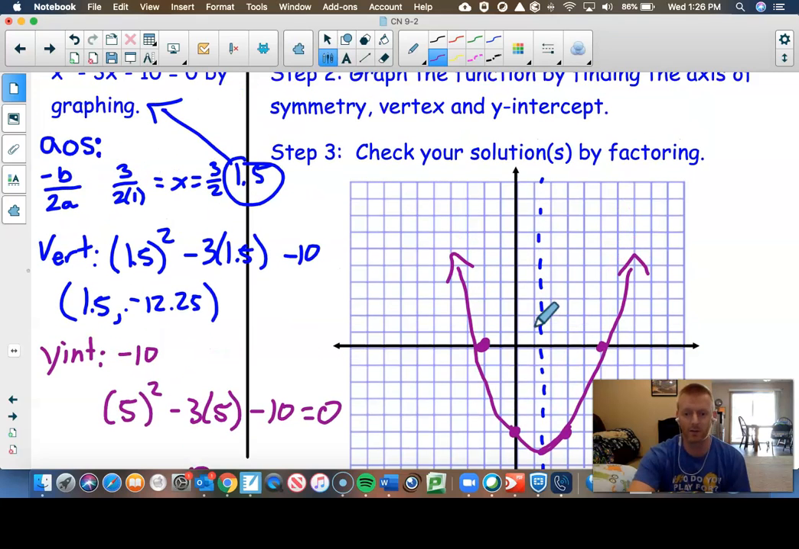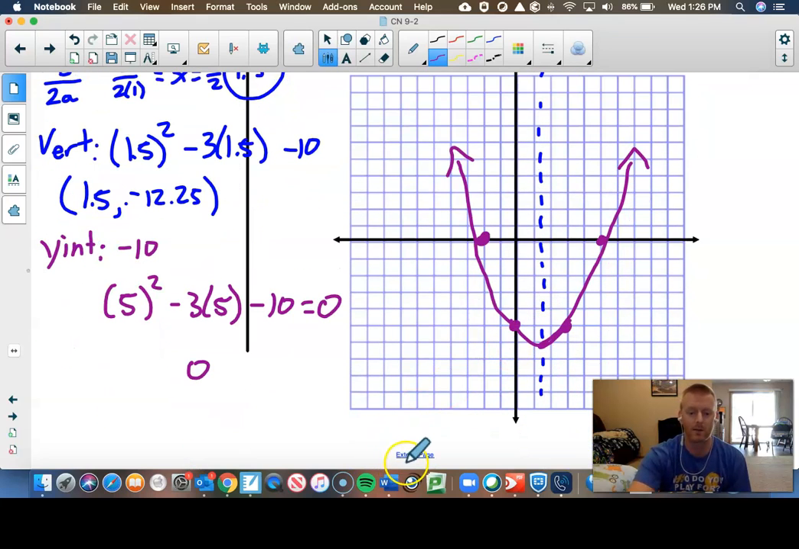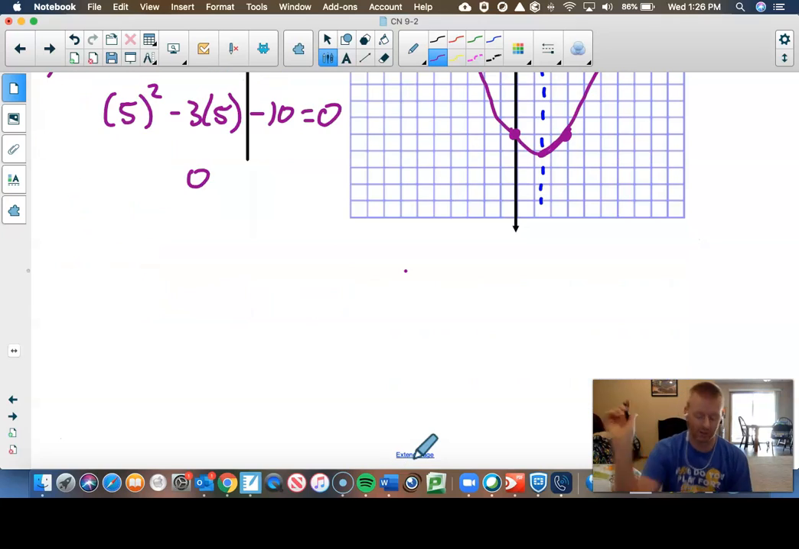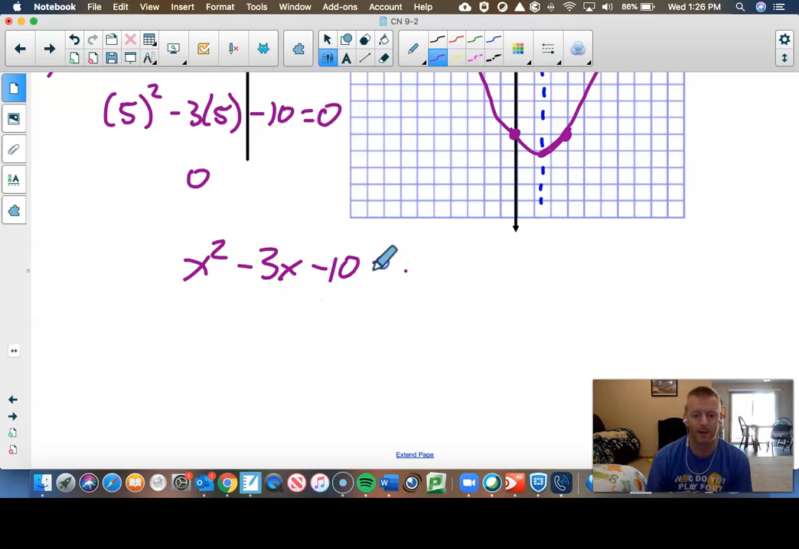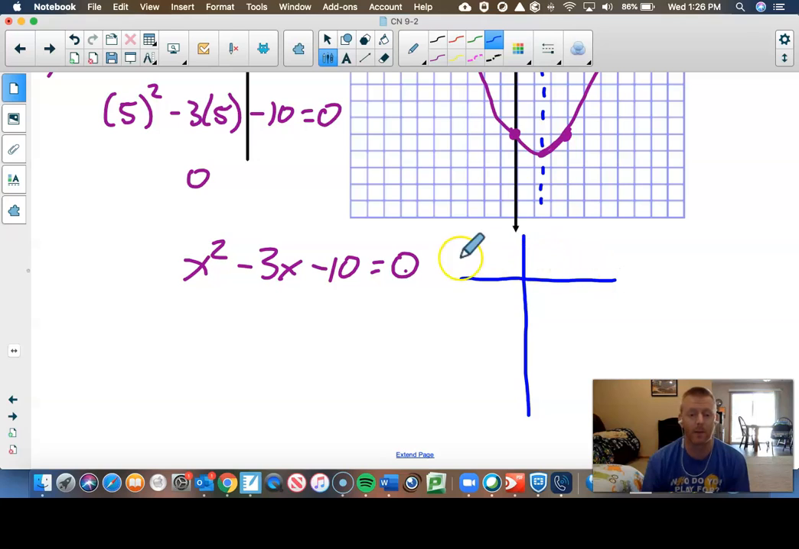Step 3, check your solutions by factoring. So this is where we use our skills from chapter 8. So we had the problem of x squared minus 3x minus 10 equals 0. If you remember this from last chapter, we're going to take a factor tree thingy here. I'm sorry, a table. And we're going to say what multiplies to make that negative 10, and then what adds to make the middle number of negative 3.